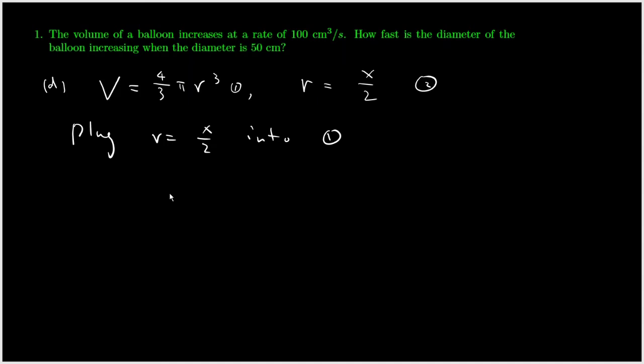Again, we know the rate of change of V is 100 cubic centimeters per second, and we are looking for the rate of change of x. Eventually, we want a relation between V and x. Into equation 1, we have V equals 4/3 pi r cubed. Now you replace r with x over 2. Now the whole thing cubed.